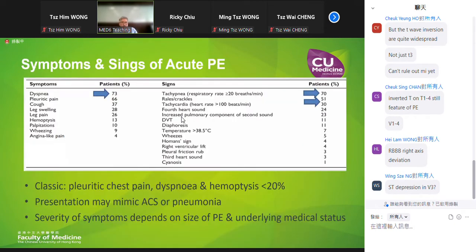In terms of symptoms and signs, shortness of breath is probably the most common, but in terms of signs, tachypnea and tachycardia are probably the most common. The classic pleuritic chest pain, dyspnea, hemoptysis is actually quite rare, and the presentation can mimic ACS in a lot of cases. The severity of symptoms really depends on how big the PE is, and your underlying condition, whether it is a small PE or a massive PE.